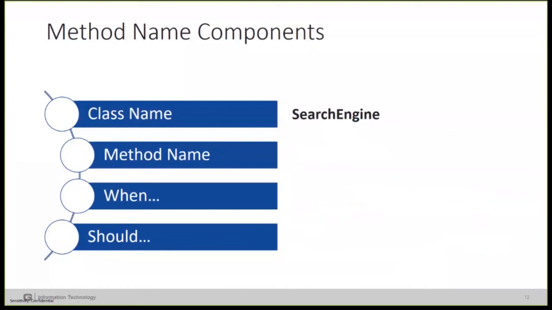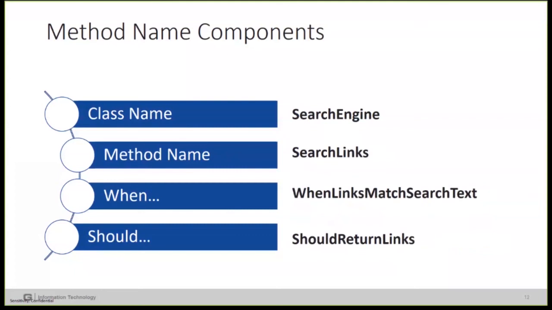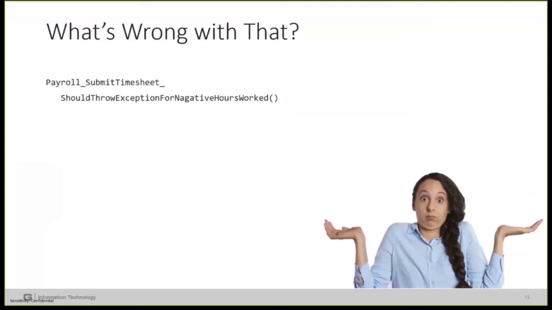All right, let's try another one. Class name, search engine, method name, search links. When links match search text, should return links. Okay, make sense? Make it English, make it clear. All right, so let's look at a few names, and we'll talk about whether they're good or not. Can you read this?